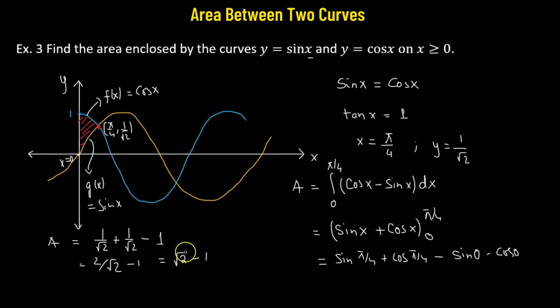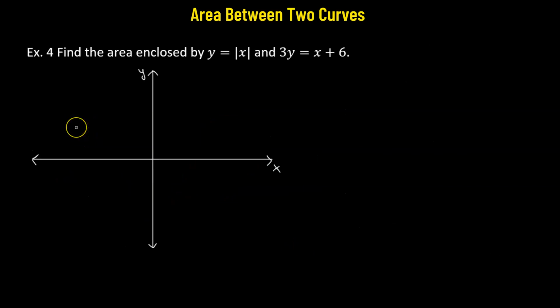And we know the square root of 2 is approximately 1.414. So when you subtract 1 from it, this gives us 0.414 square units. So this is going to be the area of this particular shaded region. So let's go to the next problem.